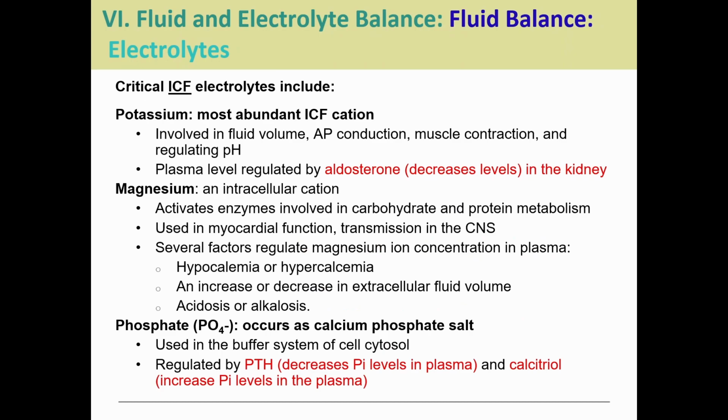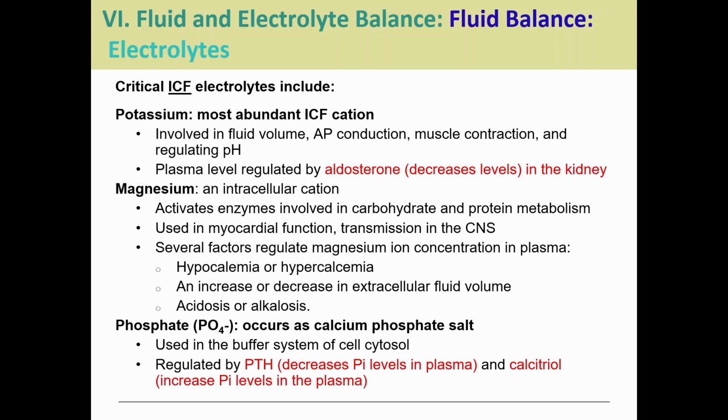In the intracellular fluid, we have potassium. This is the one that's most abundant. We're going to use this to maintain the volume of fluid inside the cells. We also see this in action potentials. Remember, sodium, potassium, and muscle contraction as well. We can use this to regulate pH. And then the plasma levels are regulated by aldosterone.